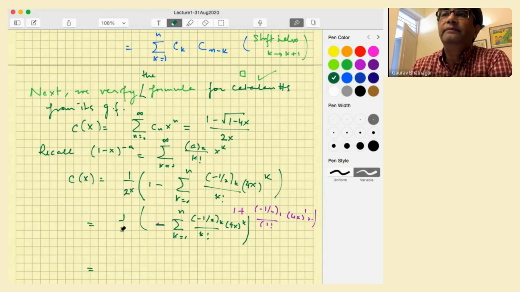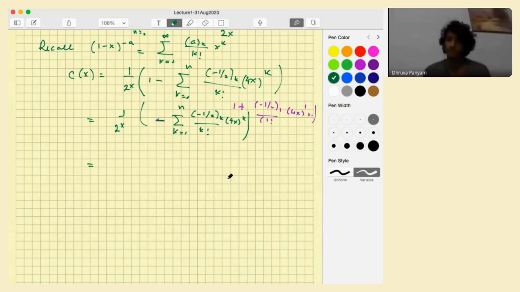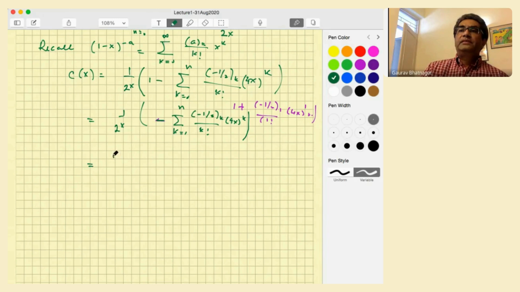Okay, so this is 1 over 2x, and there's a minus. So there's a minus 1 by 2, k, and so what I do is I take out this minus. So what is this minus 1 by 2? This is minus 1 by 2, 1 by 2, 3 by 2, and so on. And this is overall k terms. So what I do is I remove the 1 by 2. So there's already a minus sign.